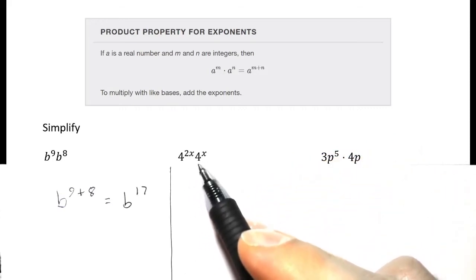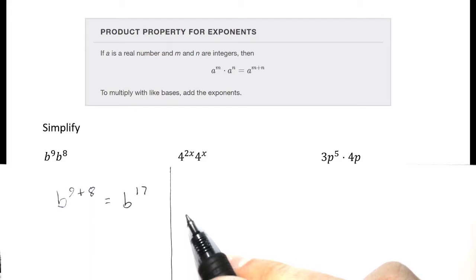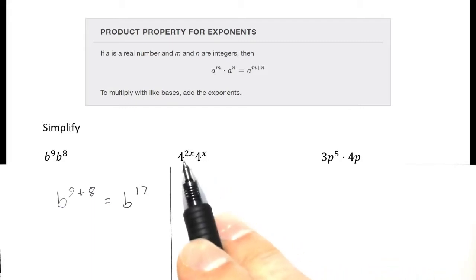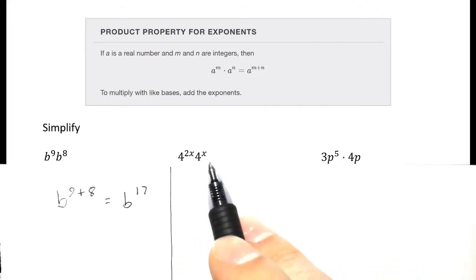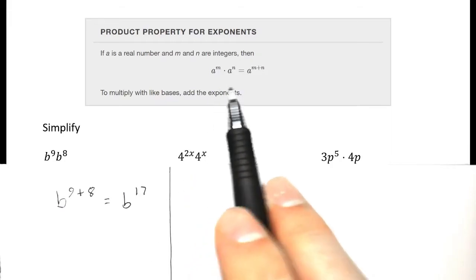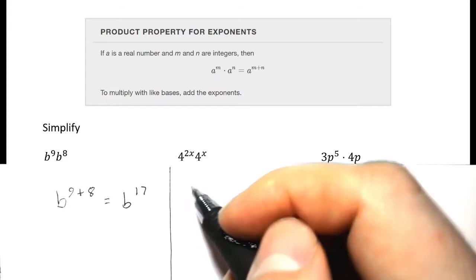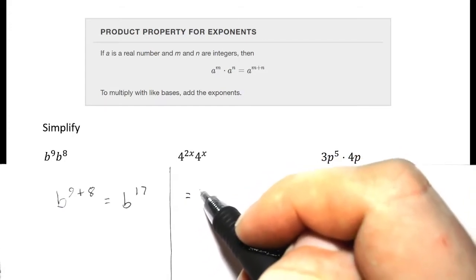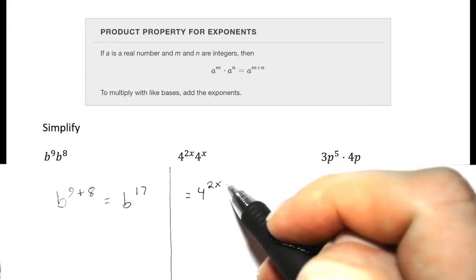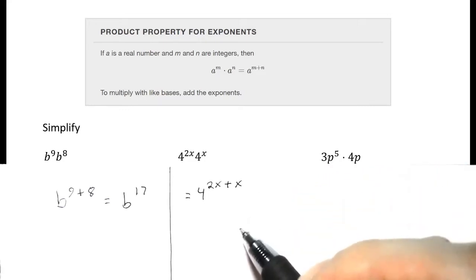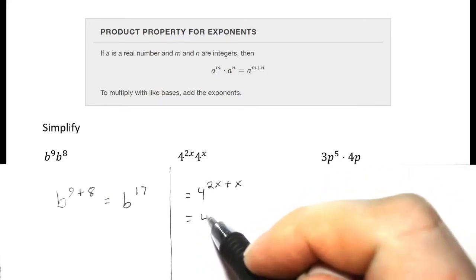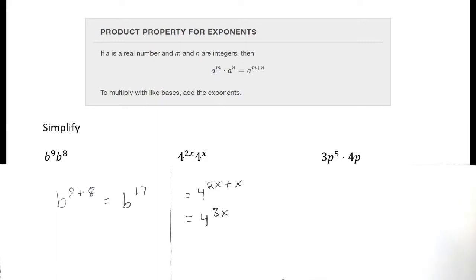4 to the 2x times 4 to the x. The bases are the same, so we can use the product property. We add the exponents. So this is going to equal 4 to the 2x plus x. And of course, we can simplify that to 4 to the 3x.